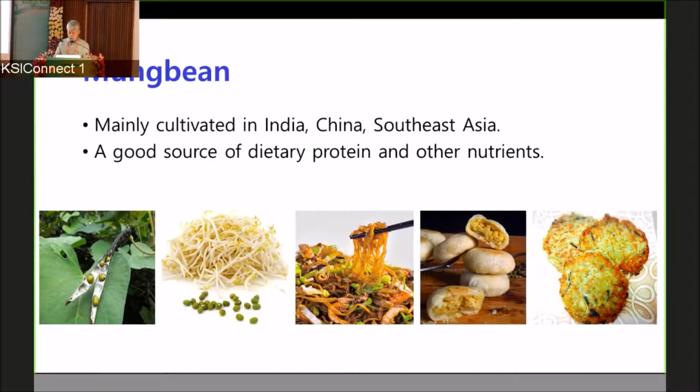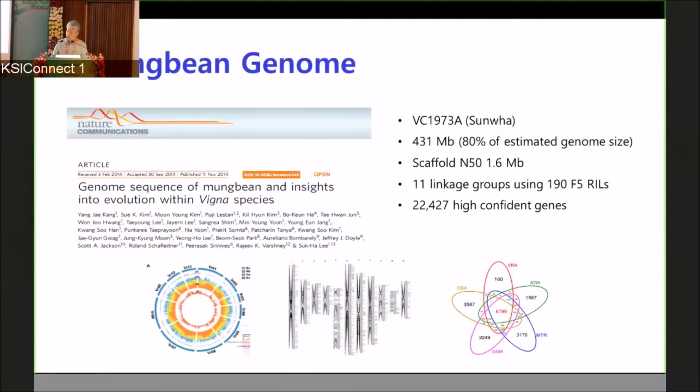As I mentioned earlier, we sequenced the genome. We published the draft genome sequence of mungbean. We selected the VC1973A that was developed at the AVRDC in Taiwan. This genotype can be grown widely from low latitude Thailand to high latitude Canada. And we sequenced 431 megabase. This is about 80% of the estimated genome size. The N50 length of scaffold is about 16 megabase using Illumina HiSeq sequence data.